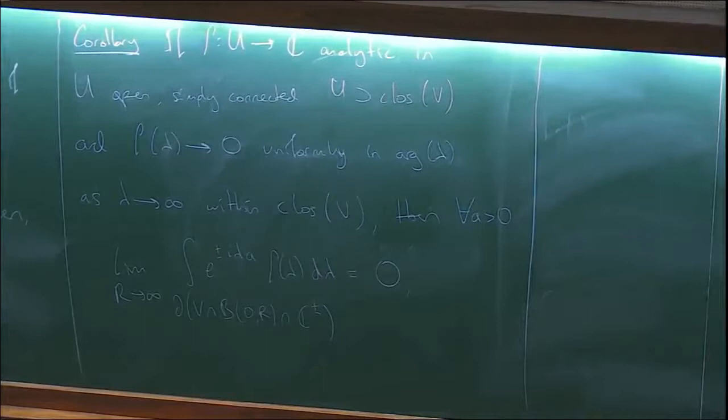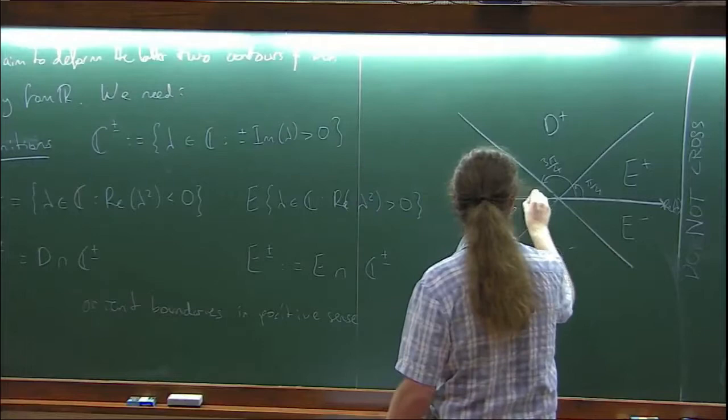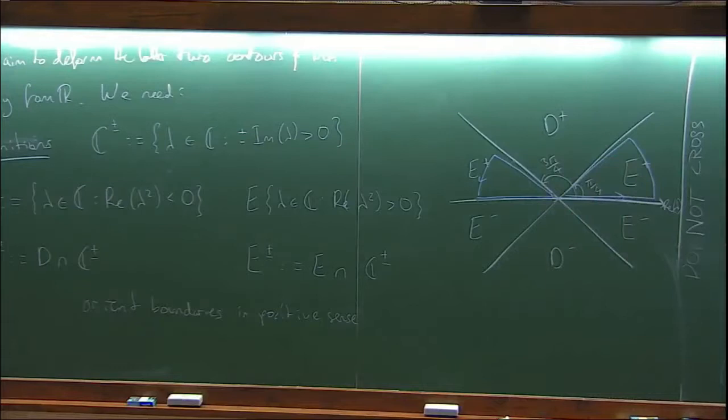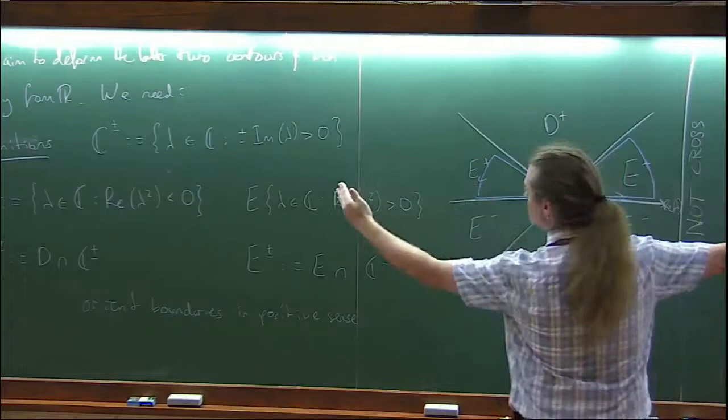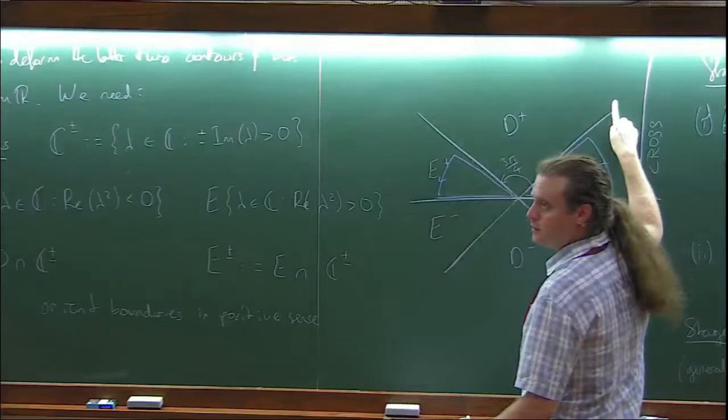I'm saying that if we take this contour and this contour, we integrate around those contours, and then we take the limit as R goes to infinity, we get zero. Okay? Which is precisely the same as this, sorry, this integral is the same as this integral. Okay?